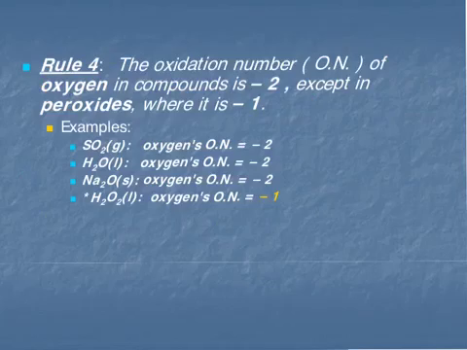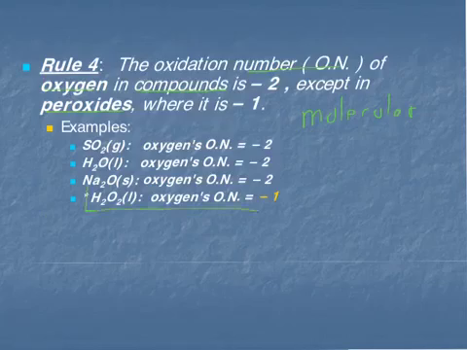Our fourth rule is very similar to our third rule, and our fourth rule states that the oxidation number of oxygen in compounds, so not just ionic compounds but molecular compounds as well, will be -2, except if it's a peroxide, in which case it will be -1. So our peroxide example is hydrogen peroxide. The oxidation number for oxygen in hydrogen peroxide is -1. But for all other compounds, molecular or ionic, the oxidation number for oxygen is -2.